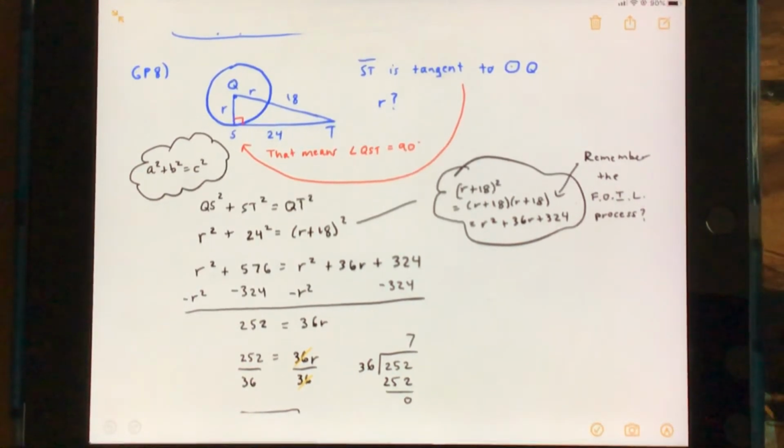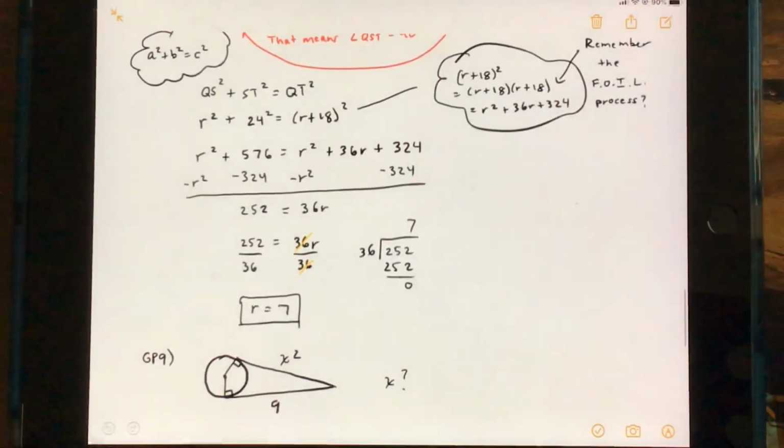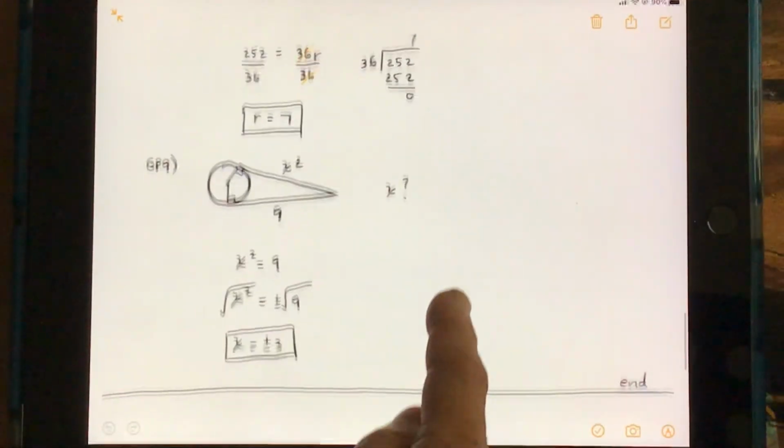Okay, so moving down, we have R squared plus 576, that's what 24 squared is, equal to R squared plus 36R plus 324. We then subtract R squared and 324 from both sides of our equation, and we arrive at the result 252 is equal to 36R. When we divide 252 by 36, we find that the radius is 7 units long, and we're done with that problem. Moving into our last guided practice problem.